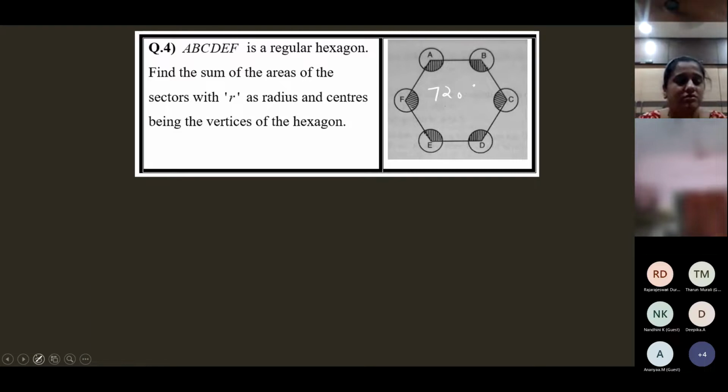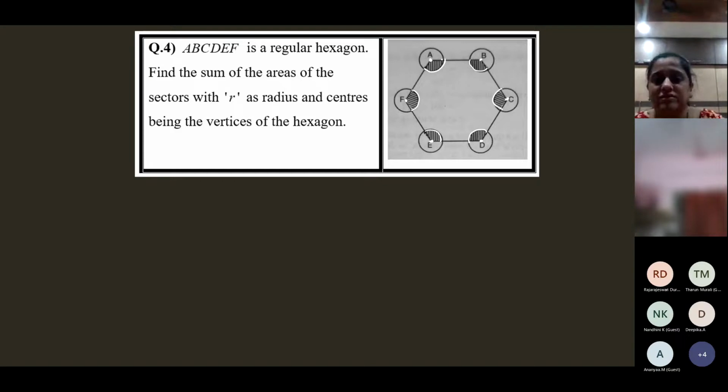Okay. So which are the sectors here? This is one sector. The center of the sector is this vertex A. This shaded region is a sector. This is a sector. The center of the sector is B. This is another sector. Center is F. Sector, center E. Sector, center D. Sector, center C.